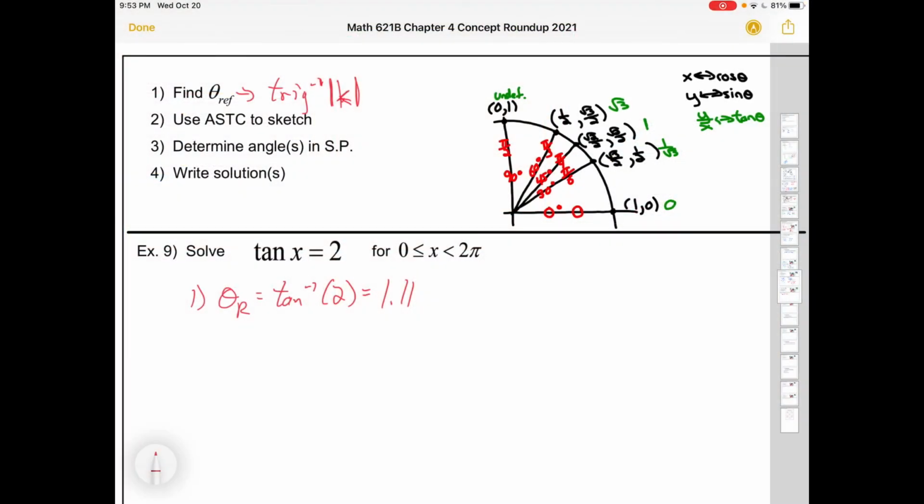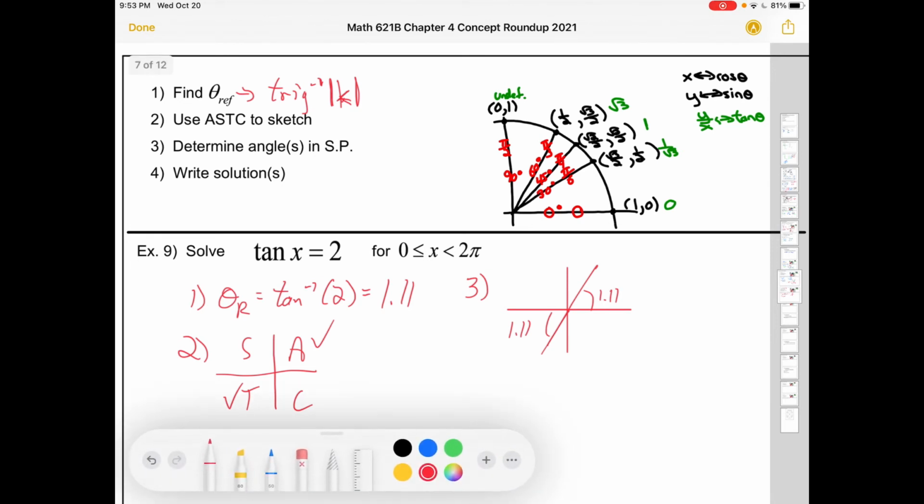Once we have that, we can just operate as normal. So I'll say, okay, what quadrants might I be in? Tangent is positive in this quadrant and this quadrant. Let's make ourselves a picture. Don't get too hung up on how big 1.11 is. It's a little over 60 degrees. But as long as we're in the right quadrant, any rough sketch is fine. Make sure that those reference angles are with the x-axis, though.